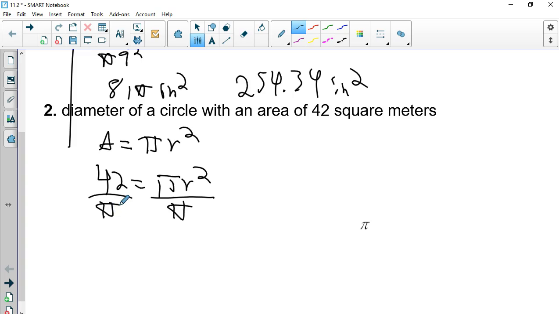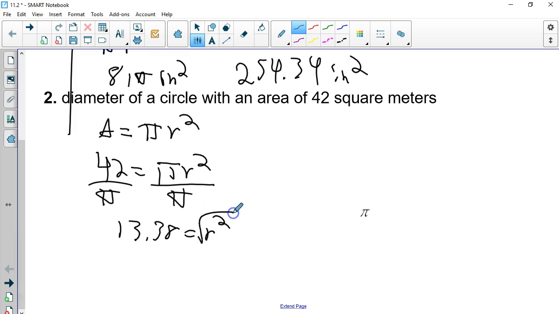And so we're going to do 42 divided by 3.14, and we're going to get a decimal, 13.38 equals r squared. Well, we need to find r, so we need to square root both sides. So we're going to take the square root of 13.38, which is 3.66. So r, the radius, is 3.66, and then to get the diameter, we're just going to double that. And so the diameter of this circle is approximately 7.32 meters.